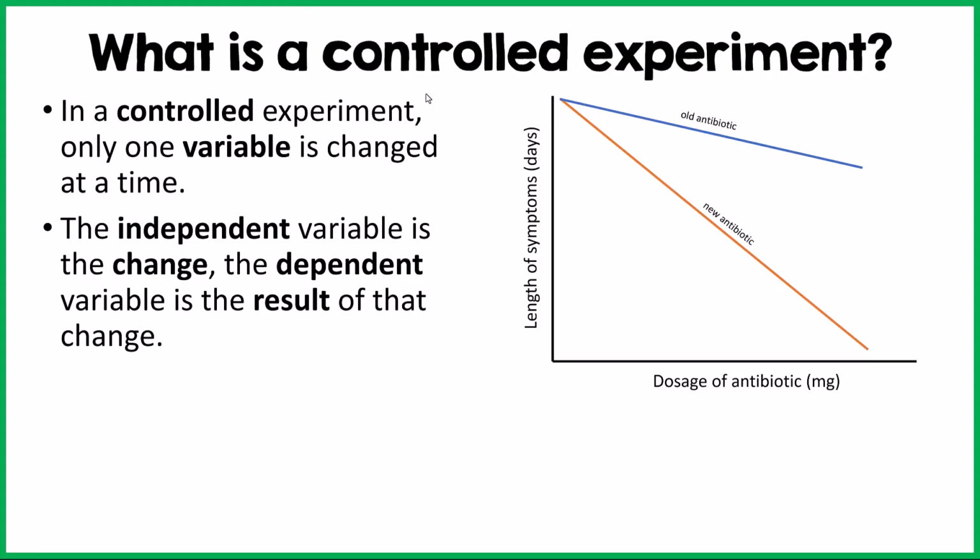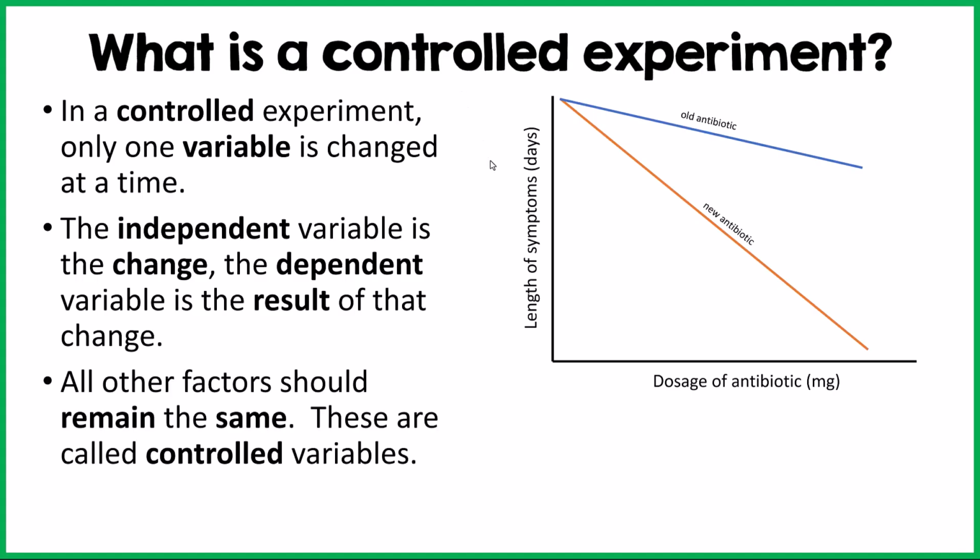So if, for example, I was testing whether different kinds of music made a plant grow faster, the change, the independent variable, would be the addition of music, or possibly the addition of different kinds of music. And the dependent variable then would be whether or not the plant grows faster or the rate of growth. All other factors in the experiment should remain the same. That's why it's called controlled, and those are called controlled variables.